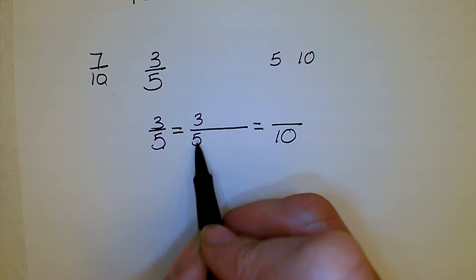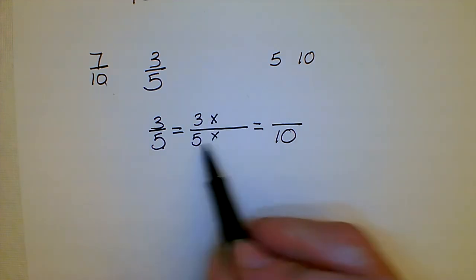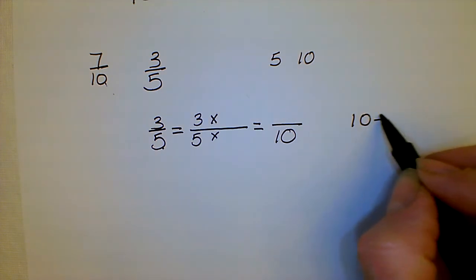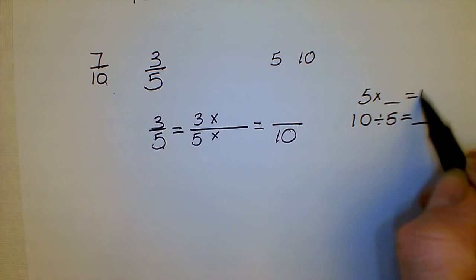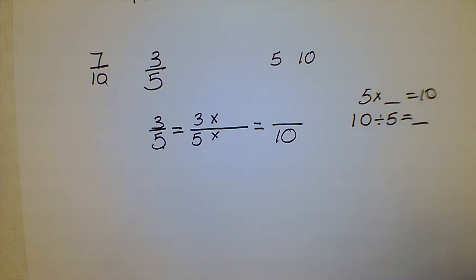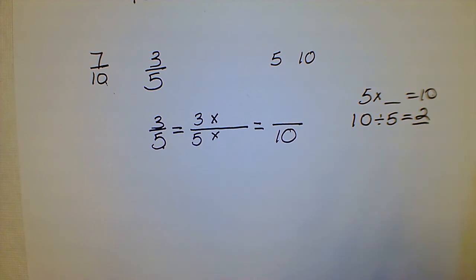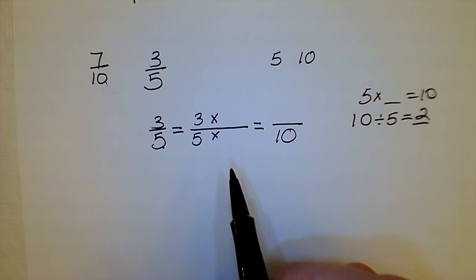So 3/5, we start with our original fraction. We're multiplying because we're going bigger. 5 times what number gets me to 10, or 10 divided by 5 will give me that number. So again, 5 times some number is going to give me 10, or 10 divided by 5 gives me that number, and you should get 2. You could figure that out however you want. If you want to make some containers or something, I'm good with that. But you should be practicing your fast facts.